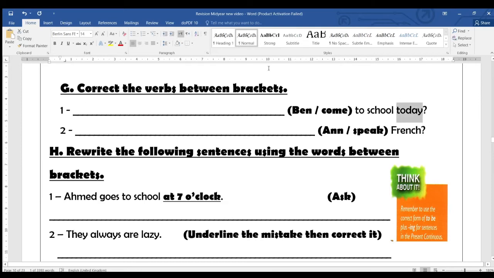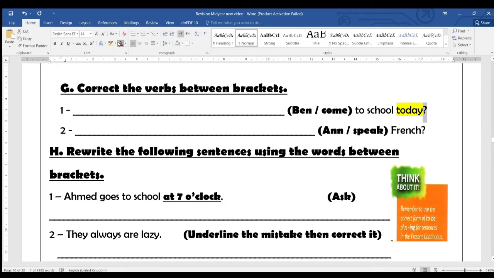So I have a keyword. What keyword is this? Today. I'm going to use the present simple or the present continuous? Present continuous. Excellent. So I'm going to say Ben is coming. But be careful because this is a question mark.